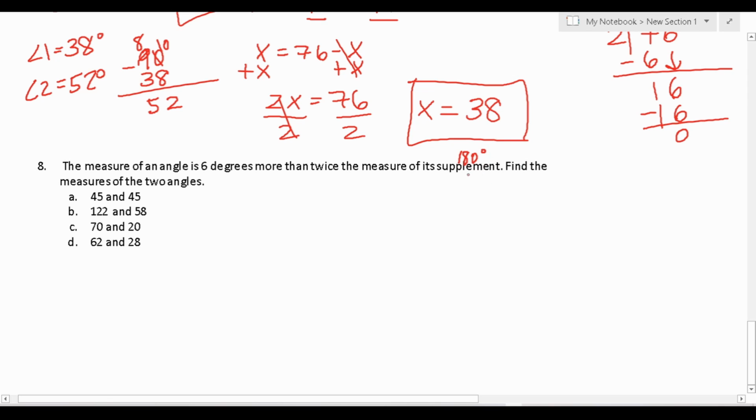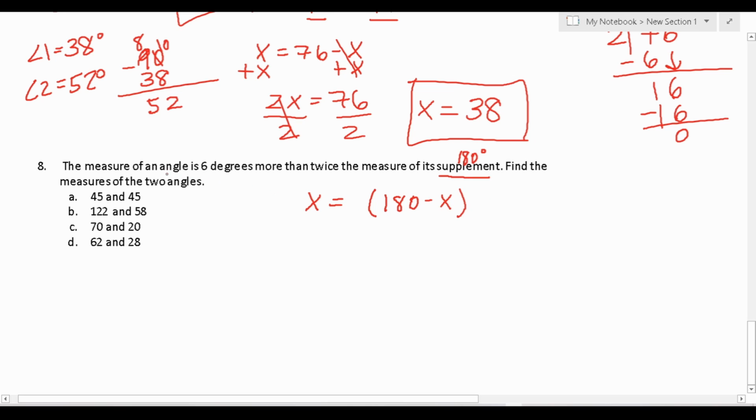That said, we have to find a way to represent this one algebraically. That's going to let us solve for x. So I'm going to write x equals, again, we know the measure of an angle is 6 degrees more than twice the measure of its supplement. Okay, so let's start by representing its supplement. If one angle's measure is x, its supplement is 180 minus x.